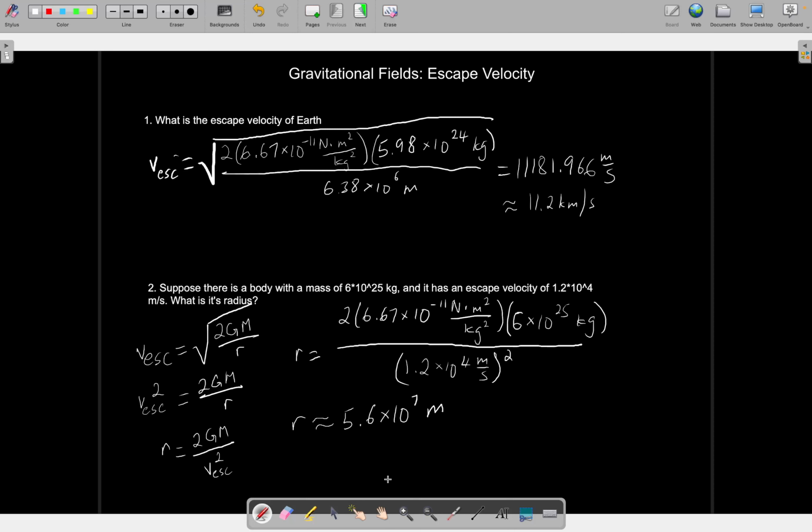We have been able to solve the escape velocity of Earth, and we've been able to rearrange the v escape formula such that we can solve for radius.